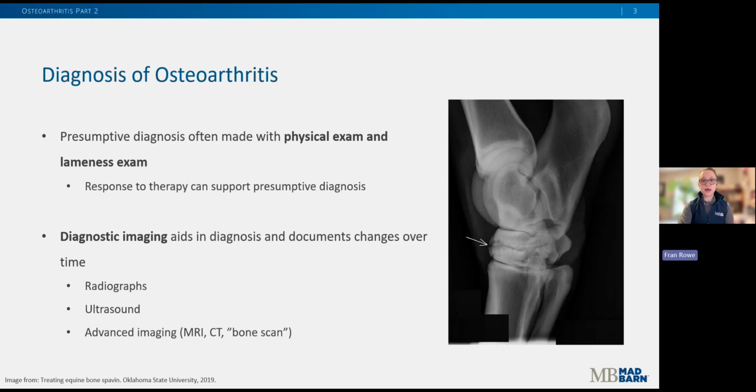So in this radiograph image here, this is a radiograph of a hock, and the arrow is pointing to arthritic changes in the distal intertarsal joint, or the DIT. All of that kind of fuzziness that you see, it really shouldn't be there. So it should be this nice, clean, straight line through the joint space, just like that joint right below it is a nice, clean, straight line. All of that fuzziness is indicative of bony change and bony remodeling.